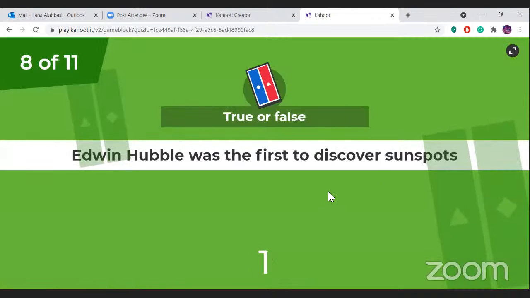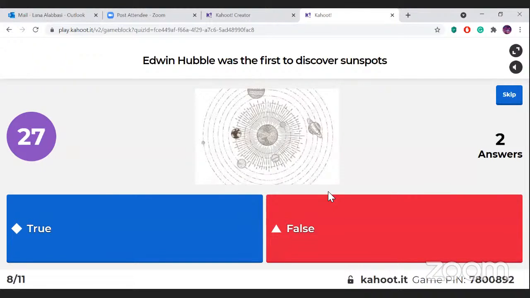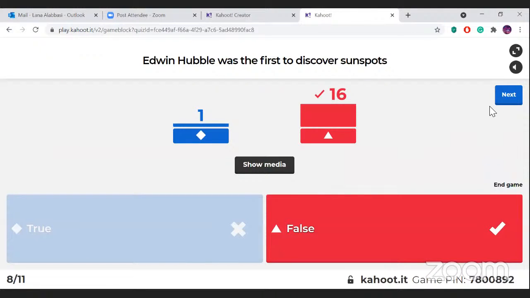So the next question, Edwin Hubble was the first to discover sunspots. Is that true or false? If you remember the first scientist, we even showed some of the drawings that scientist made. Is it Edwin Hubble or someone else? So yeah, the correct answer is false. That scientist is basically Galileo Galilei.